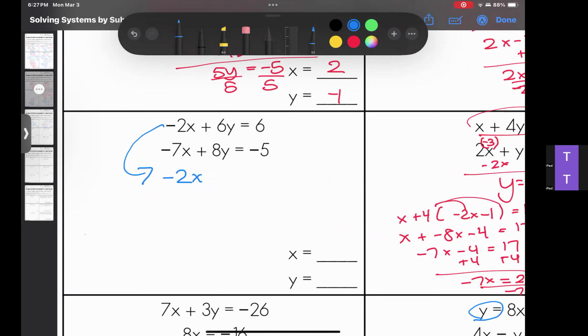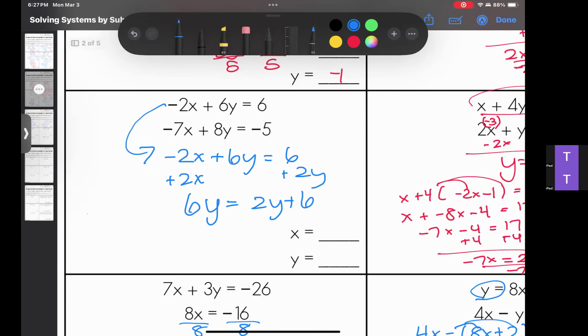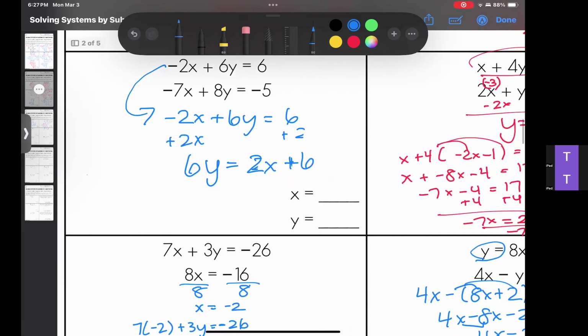Okay. So redo. We have -2x plus 6y equals 6. We're going to add 2x to both sides. We have 6y equals 2x plus 6. So what can I do here? I could really go on the Choose My Own Adventure tour.